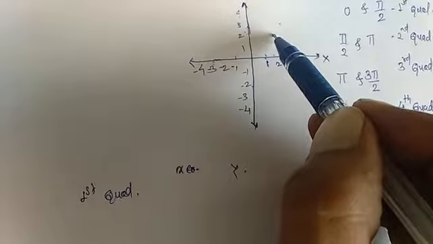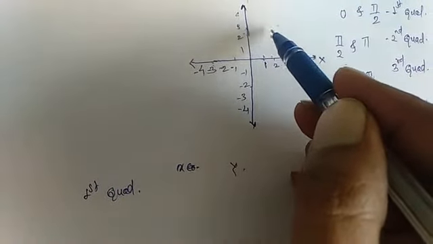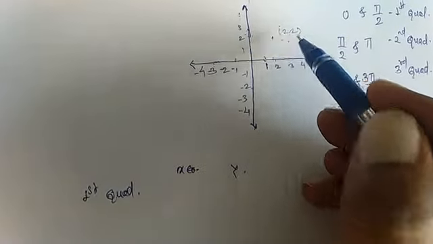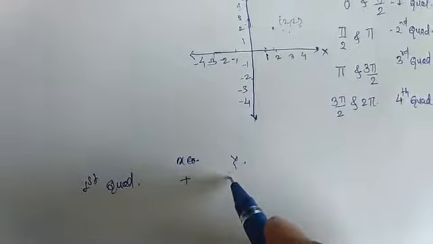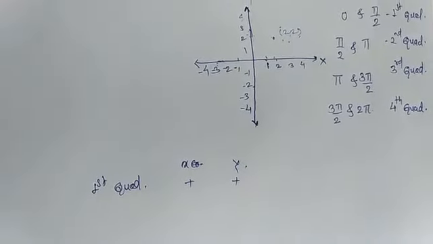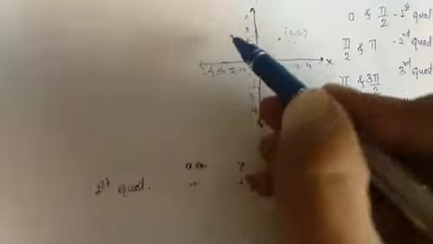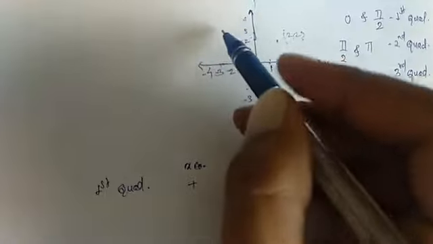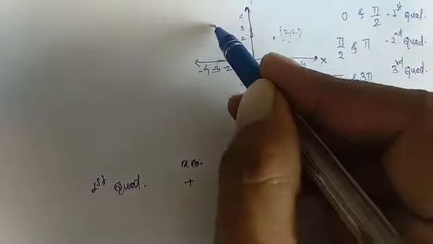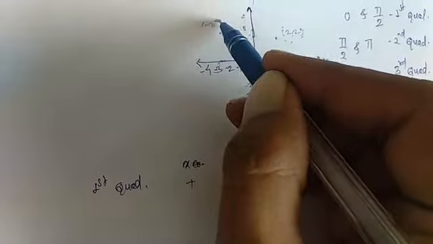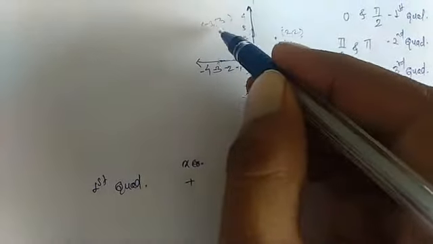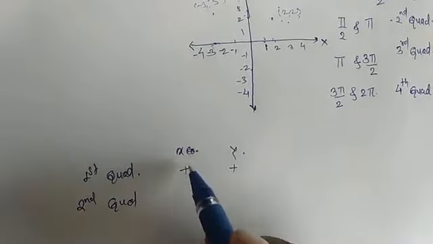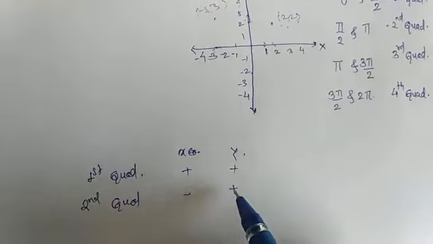If you consider any point in the first quadrant, say this point, it is (2, 2). Both x and y coordinates are positive. Now in the second quadrant, it starts from pi by 2 and ends at pi. If you consider a point here, it is (-3, 3). So in the second quadrant, the x coordinate is negative and the y coordinate is positive.